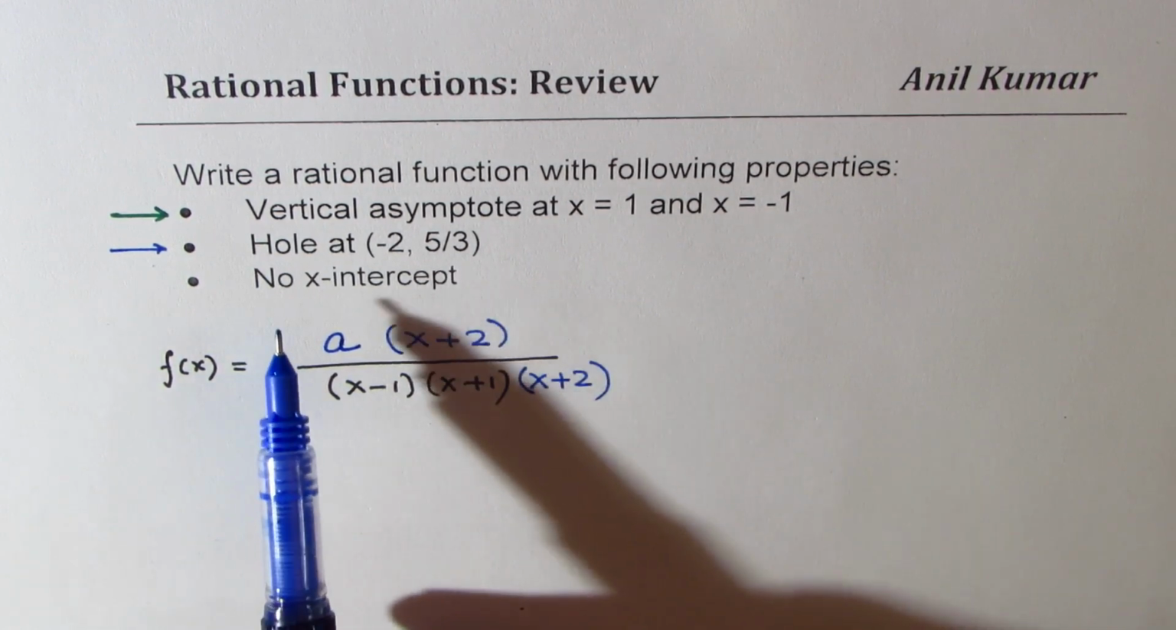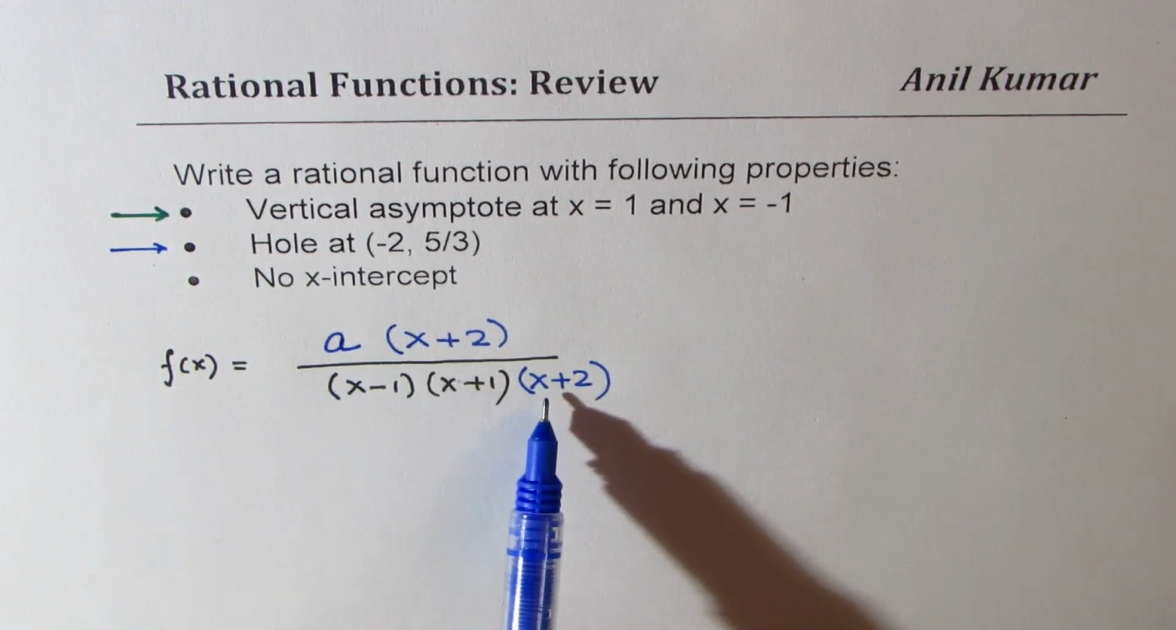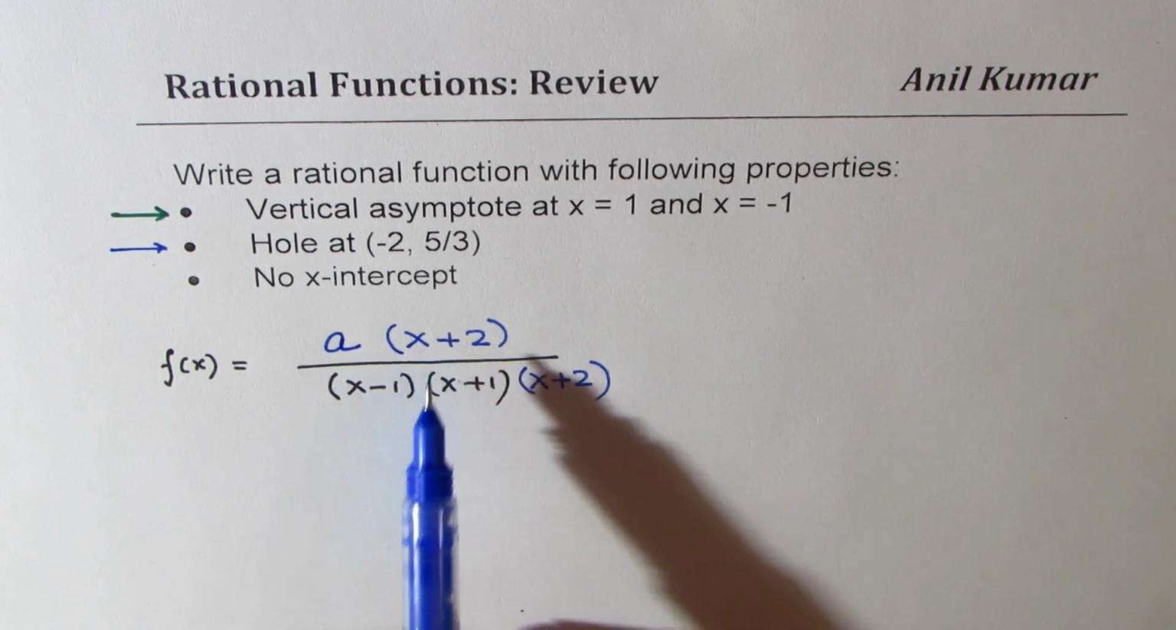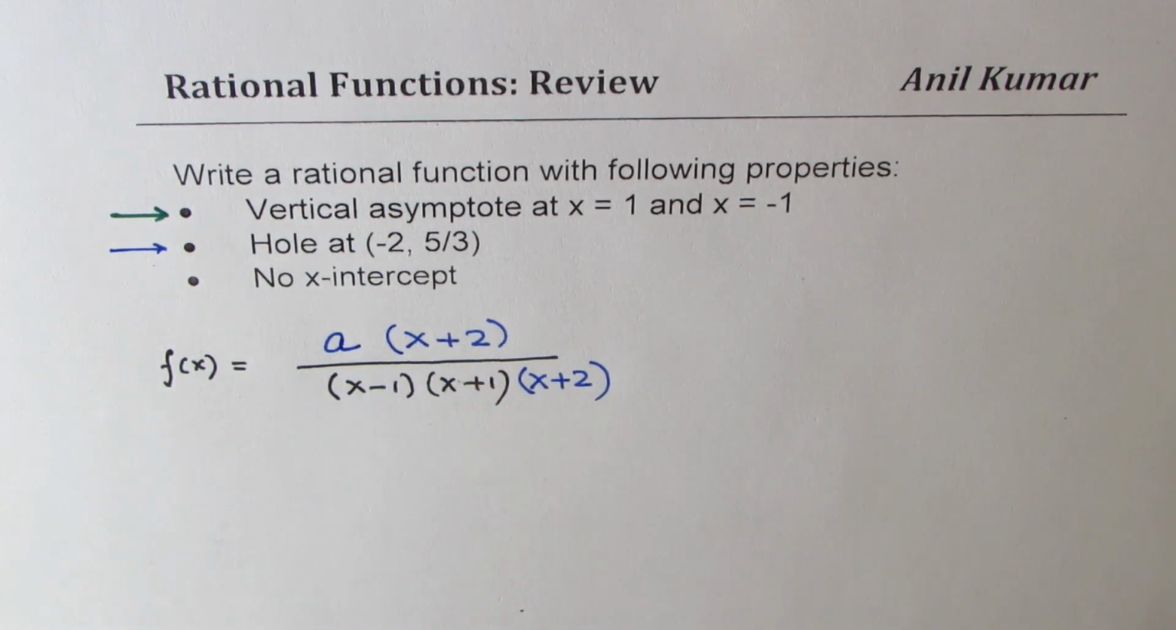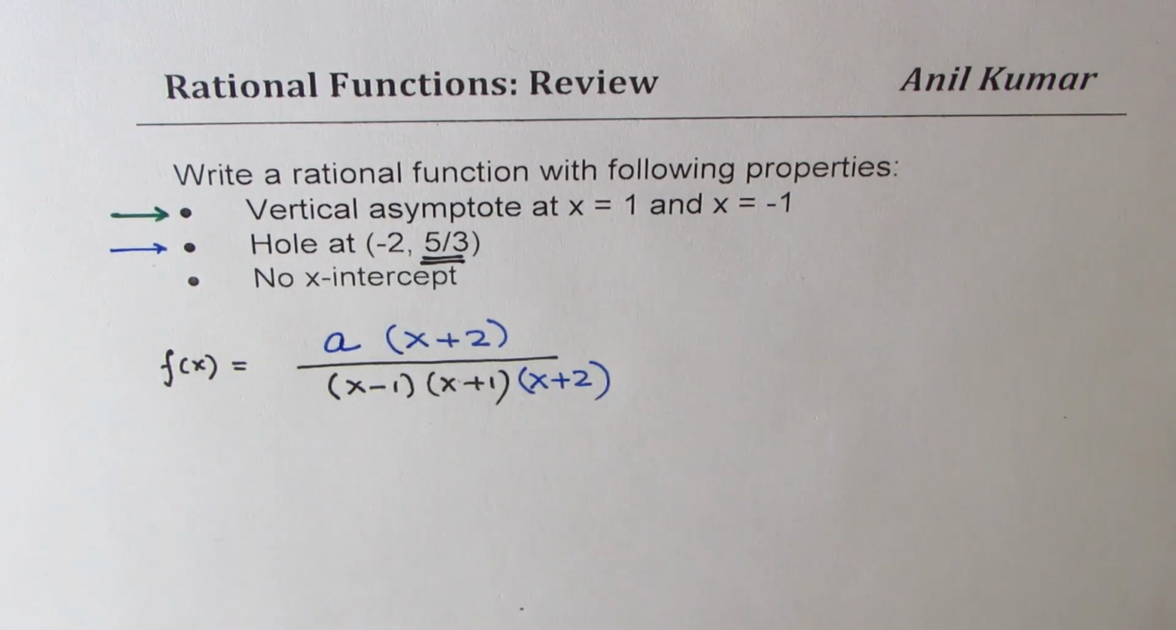The third condition here is no x-intercept. The degree of the denominator is 3, that of the numerator is 1, and therefore the x-axis is the horizontal asymptote. Perfect. So that also makes it possible. Okay, now let's look into the solution for finding the hole at 5 over 3.